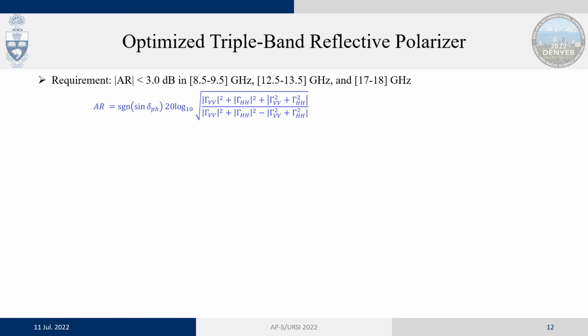We employed the proposed approach for the design of a triple band reflective polarizer that works for 3 different bands, with 1 GHz of bandwidth centered at 9 GHz in X band, 13 GHz, and 17.5 GHz in Ku band. The axial ratio again is defined in this way, knowing that the cross-polarization reflection coefficients are close to 0. Be reminded that the sign of the axial ratio only represents the handedness of the circular polarization.